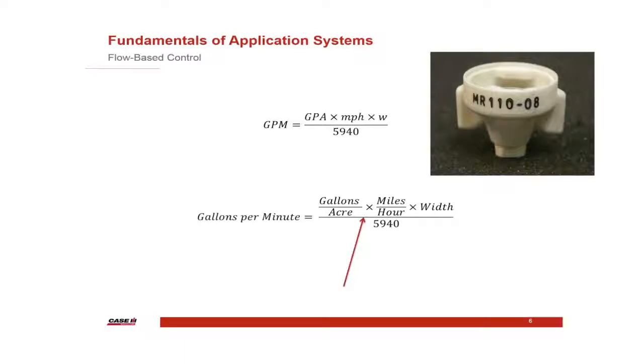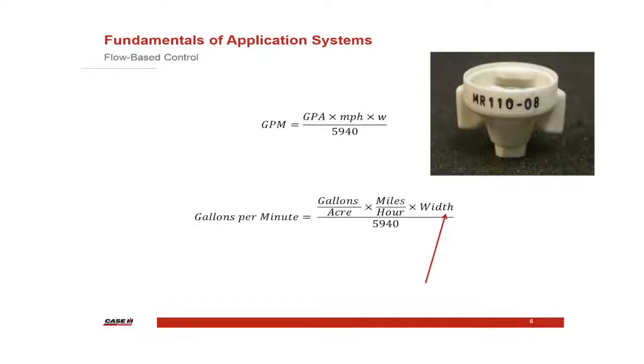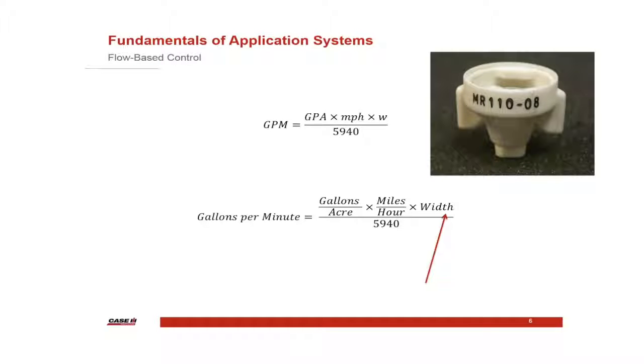Miles per hour will be our desired travel speed in miles per hour, and width can be either the width between the nozzles or the width of the operating section. Make sure to remember that this is measured in inches in order to use the constant 5940.